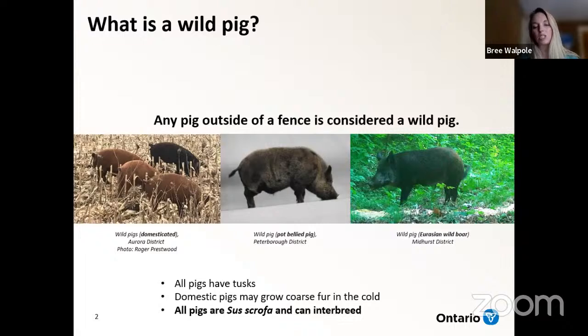In the middle, we have a picture of a wild pig that is a potbelly pig, and this image is from Peterborough District. You can see it's got that straight tail, the hairy coloration and a little bit of a shorter snout. And then on the far right, this is an image of a Eurasian wild boar, which was a wild pig in Midhurst District that our team trapped and removed from the environment. You can see the Eurasian wild boar has a longer snout, pointed ears, bristly fur, as well as that longer tail.